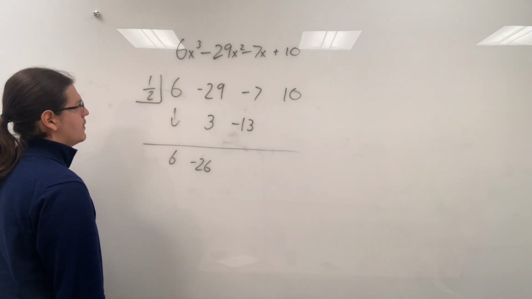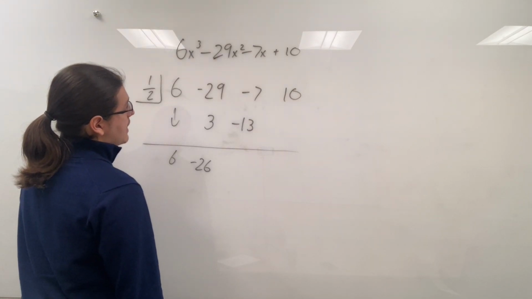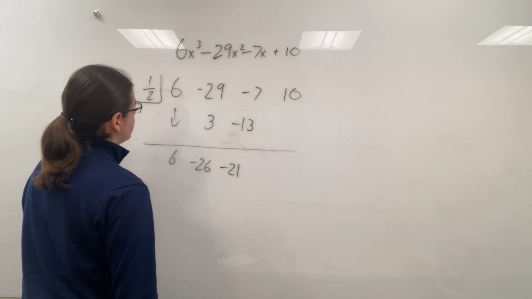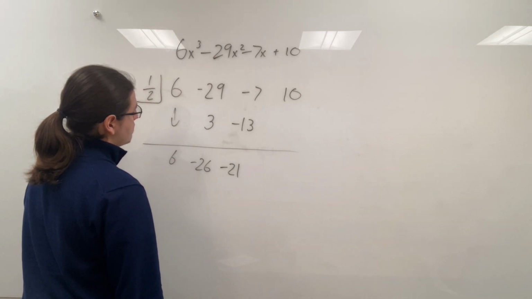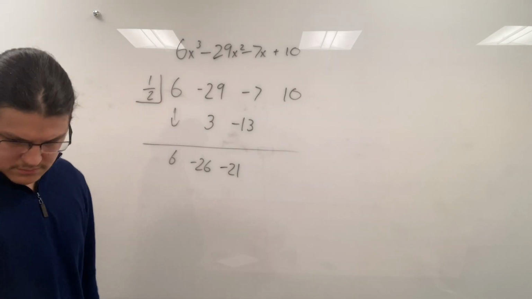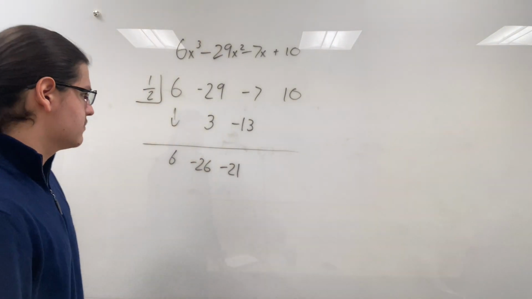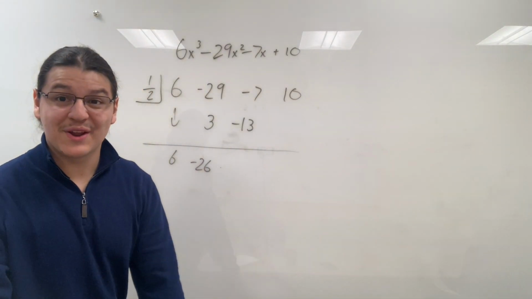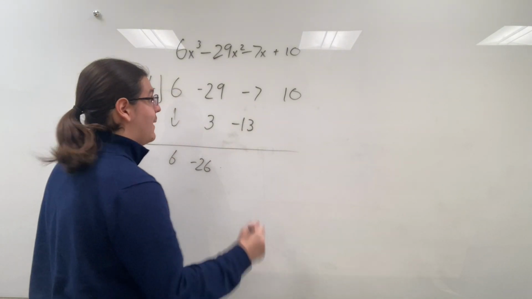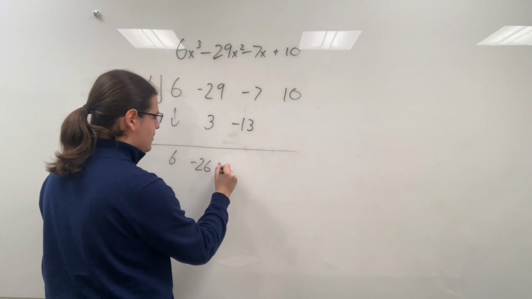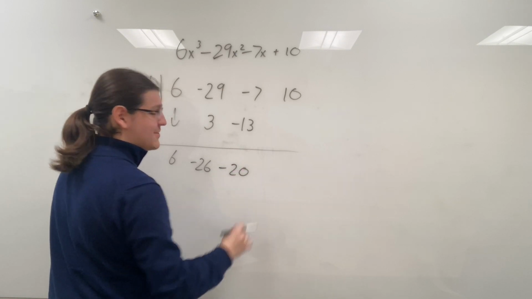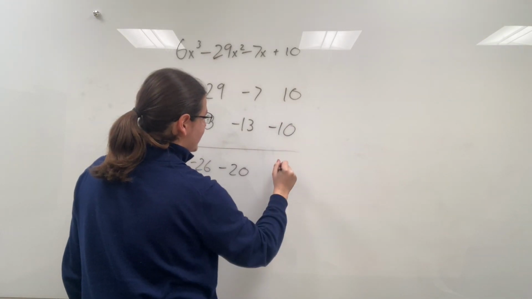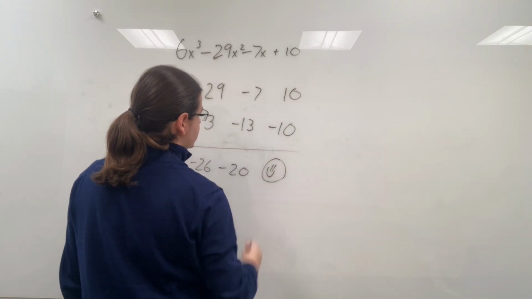Did I do this wrong? Oh, no, I didn't. Never mind. That would be -20. I did do this wrong. My bad, I had a little bit of a brain fart. I said this was -21, my bad. This is just -20. So 1/2 of -20 is -10, very nice remainder of 0.